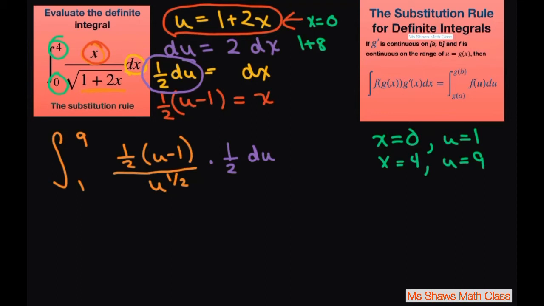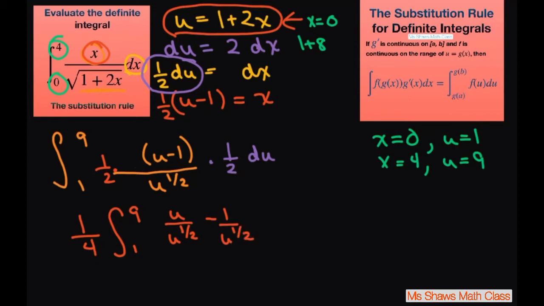All right. Now, let's rewrite this a little bit and clean it up. So this 1/2 here I can pull out, because you don't have to just keep it in the numerator like that. So 1/2 times 1/2 is 1/4. So I can pull that out. Now, I'm going to write each of these pieces like u divided by u to the 1/2 minus 1 divided by u to the 1/2. All right, and then we have du.